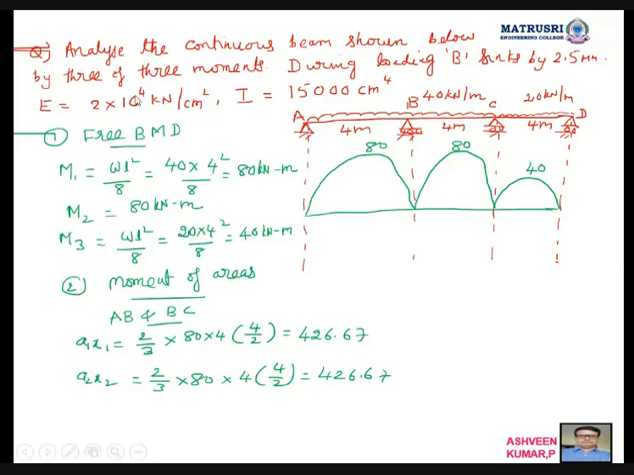Then I'll go now to BC and CD. There is no fixed support here, so there is no need to go for a dummy span. So what I'll do now is take AB and BC over BC and CD. BC and CD, same. A2 x2 is same as it is, because it is symmetric.